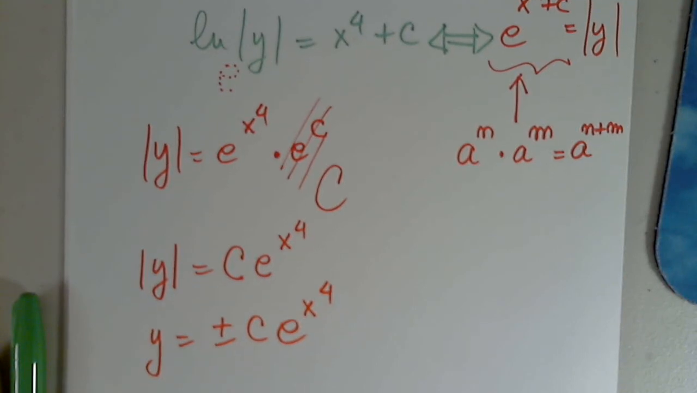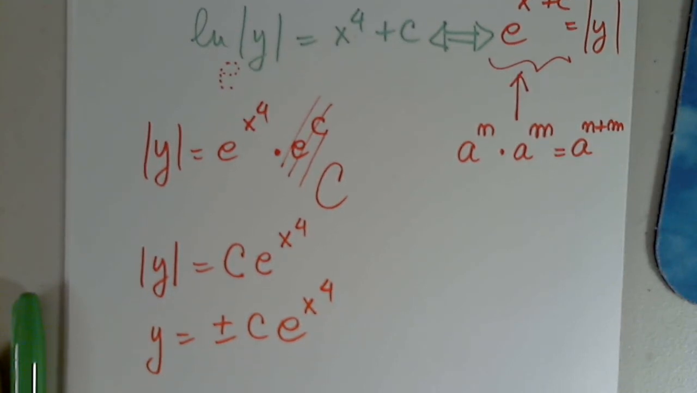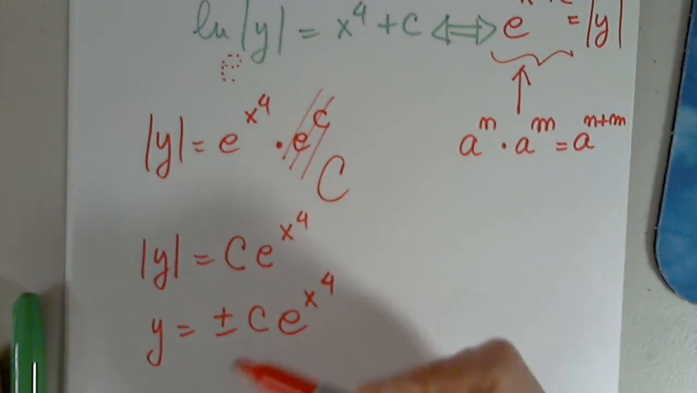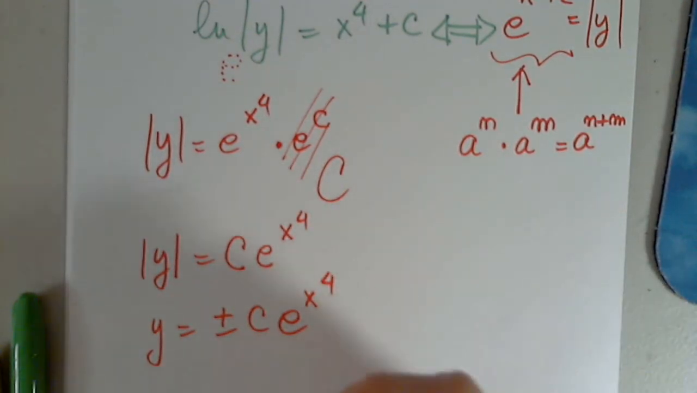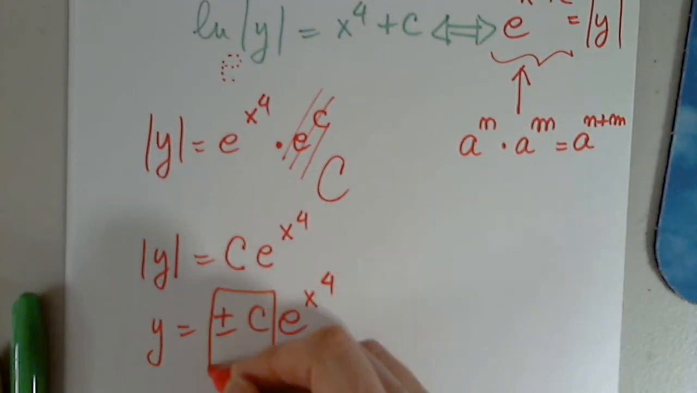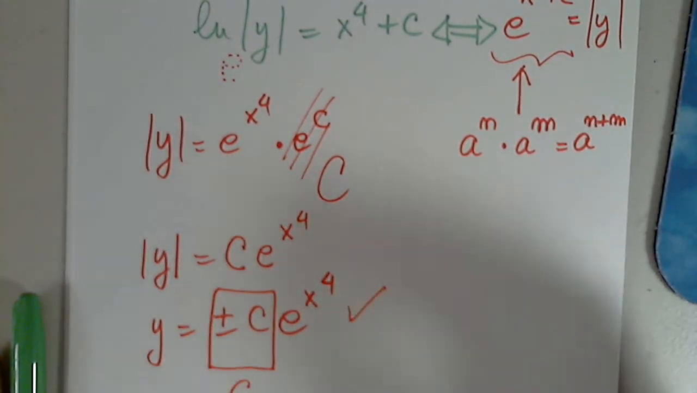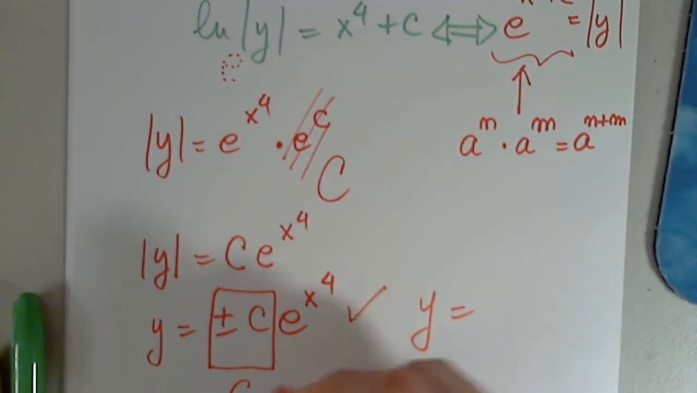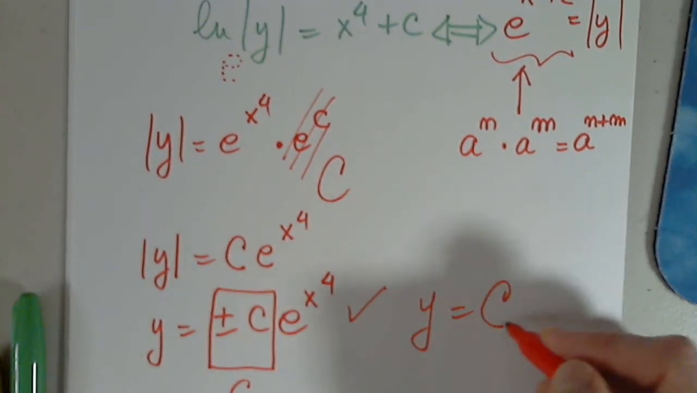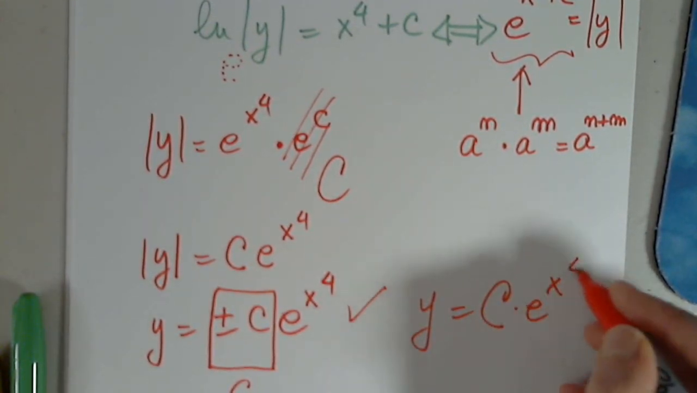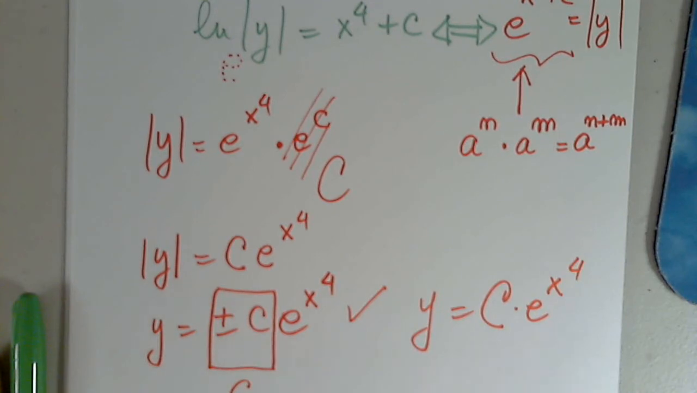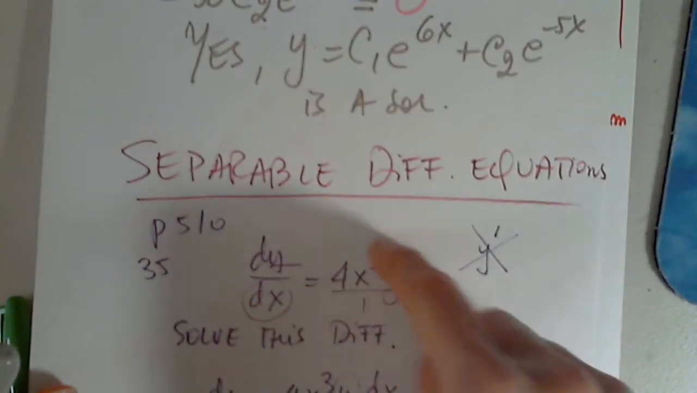Any questions? You could omit the plus or minus because you can now recall or rename this as a constant. That's fine too. So both are acceptable. So y can be written, since this is a constant times e to x to the fourth. This is the solution of this differential equation.